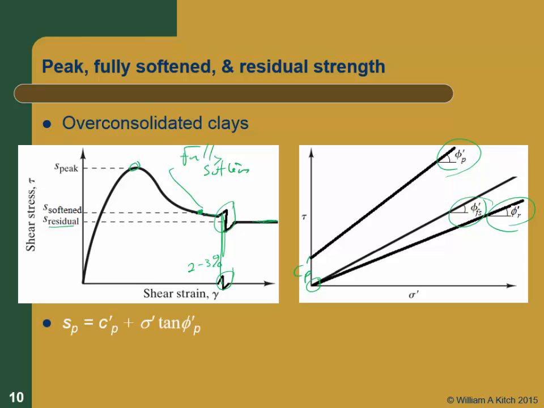And so now we're going to have three different strengths. We're going to have the peak strength, which is going to have both cohesion and friction. We're going to have a fully softened strength, which will be a function just of the fully softened friction angle. And we'll have a residual strength, which is just a function of the residual. And we're going to have to decide when to use each of those.